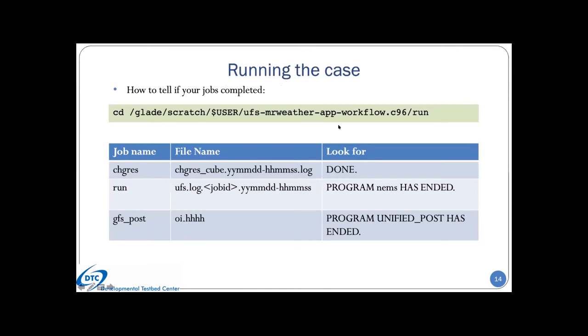After your job's completed, there's a run directory in your case directory. There's log files for each one of the steps. And then there's model output files, of course, the netcdf files from the model and the grid files from post. So you can examine those and see what worked or if there's error messages.